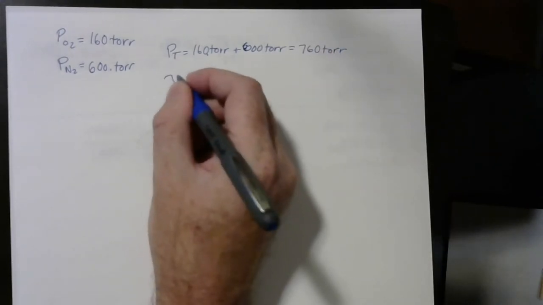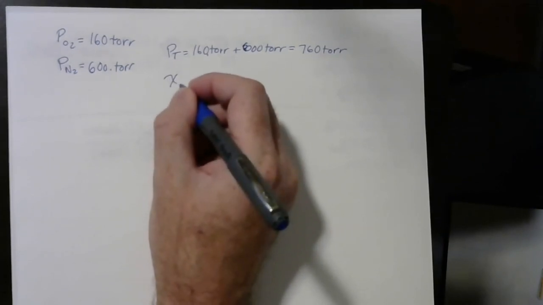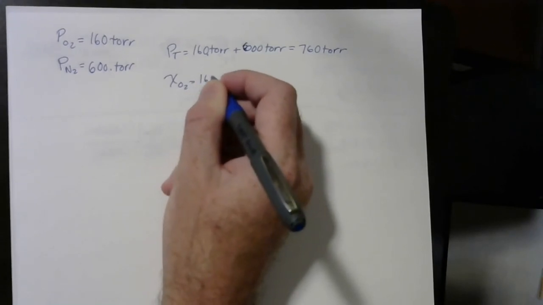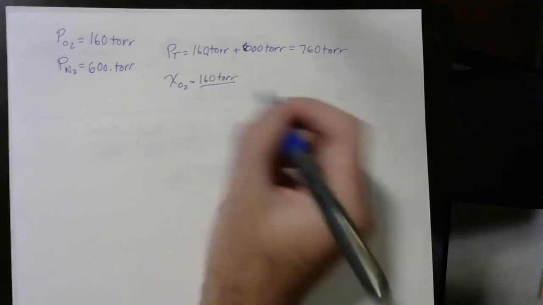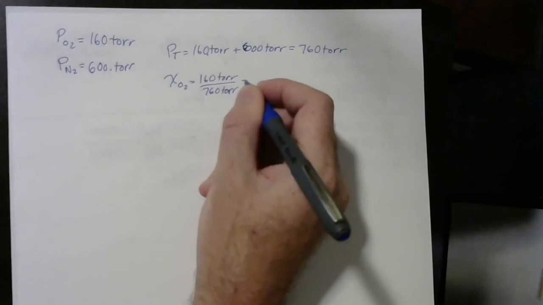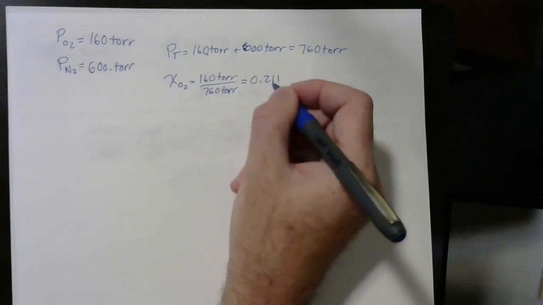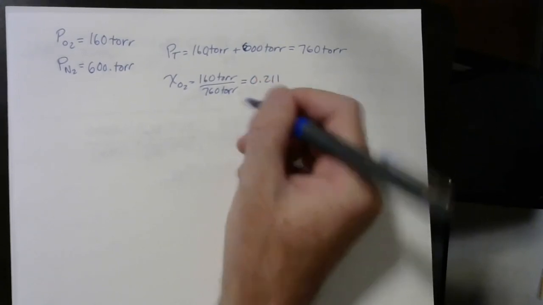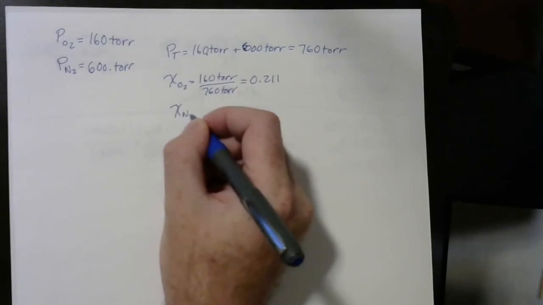So then the mole fraction, which is that Greek letter chi, but it kind of looks like a scripted X, of the O2 is going to be 160 torr divided by 760 torr, and that's going to be 0.211. You can either subtract that from 1 or do the next calculation, which is what I'll do to emphasize what we're doing. But they should always add up to 1.